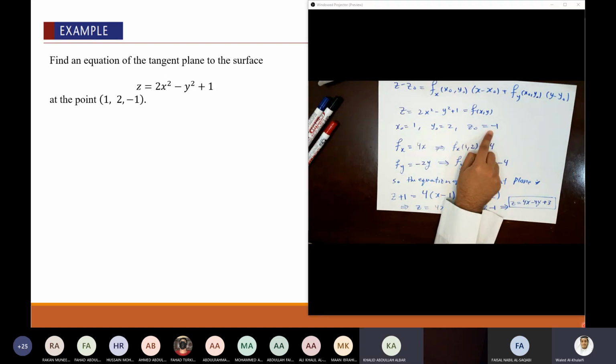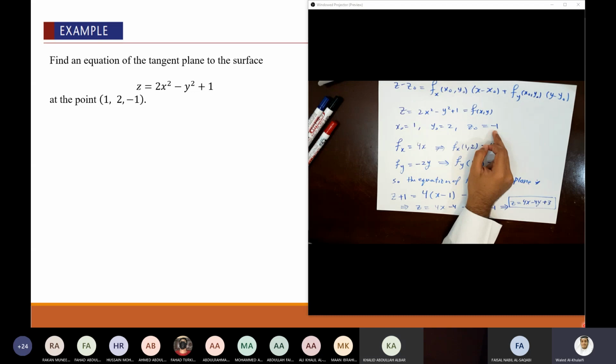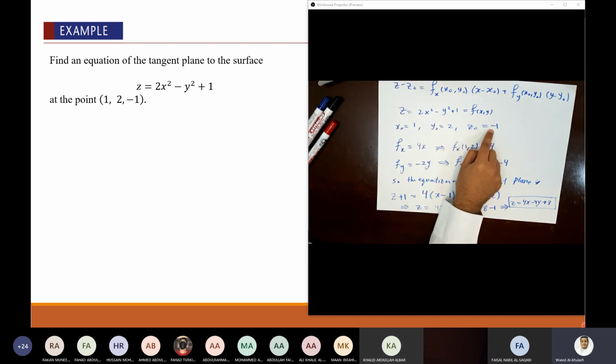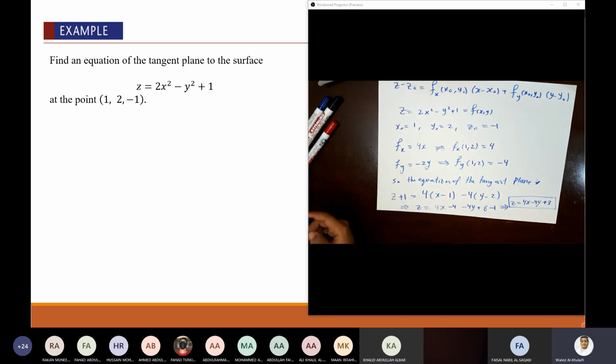Okay, Doctor, if he gave me maybe z naught 2, so I should go with 2? If he told you z naught equals some number, you need to just check when you substitute x naught, y naught in the function, does it give you z naught? Because if it doesn't give you this z naught, that means this point is wrong. It's like he's asking you to find the tangent plane at a point that is not on the surface. It's like in Math 101. You remember sometimes he gave you a point, sometimes he gave you only the x coordinate. So a similar situation here.